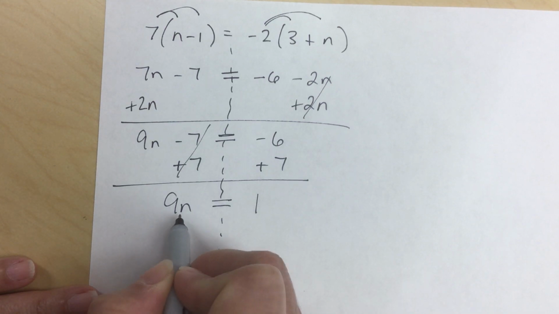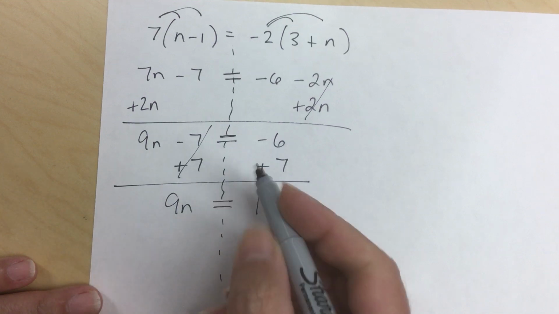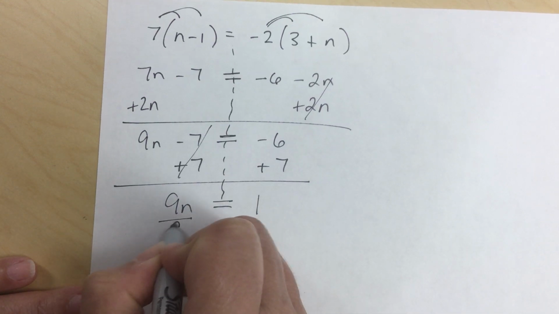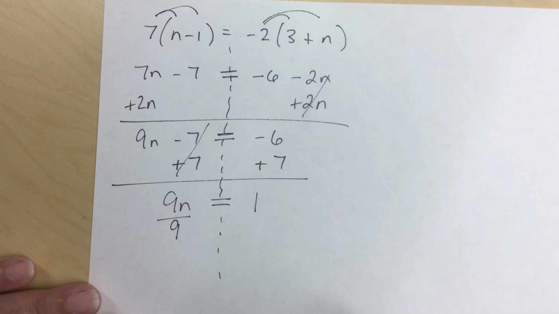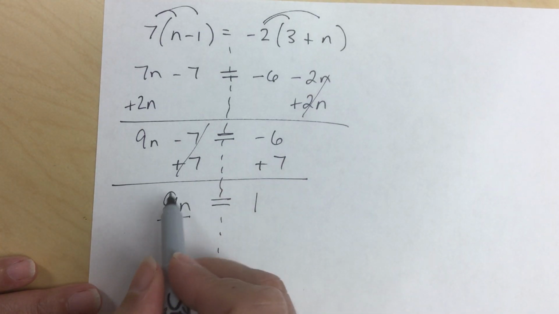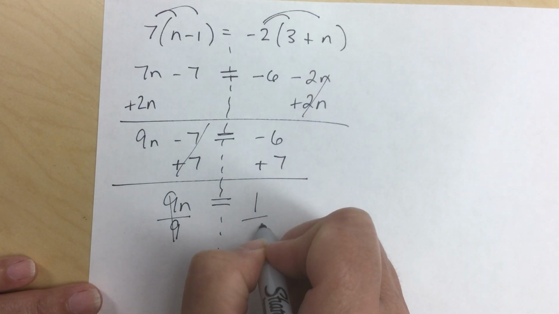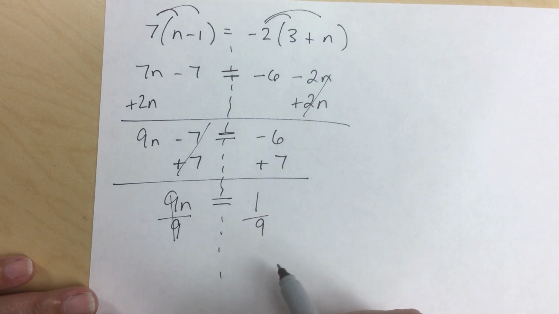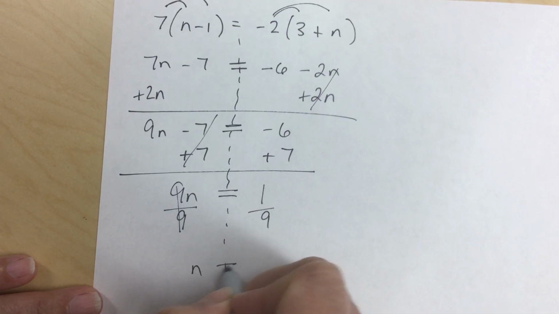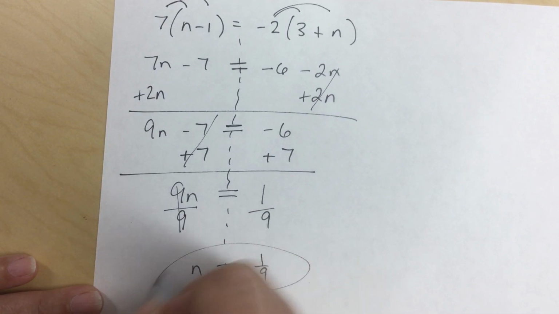You want to make sure you always divide by the number on the letter. We want to get the letter alone, so I always divide by what's on the letter to get 1n. If I divide this side by 9, I have to divide this side by 9, so I get a fraction. So my answer is n equals 1/9.